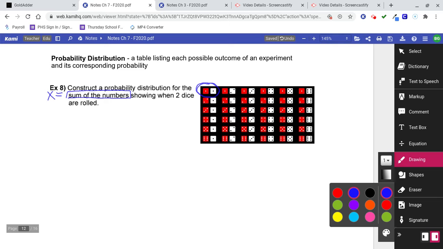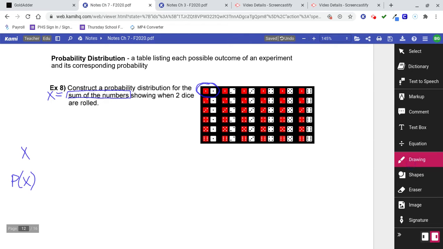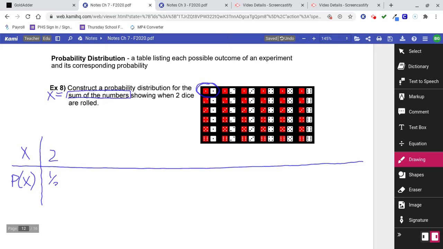Okay, so here's what I'm going to do. I'm going to make this probability distribution, and I'm going to say X, and I'm going to say P(X), okay? X being whatever that sum could be, and P(X) being whatever that probability would be. So if the sum is 2, there's only one outcome out of 36 possibilities, so that probability is 1 over 36.